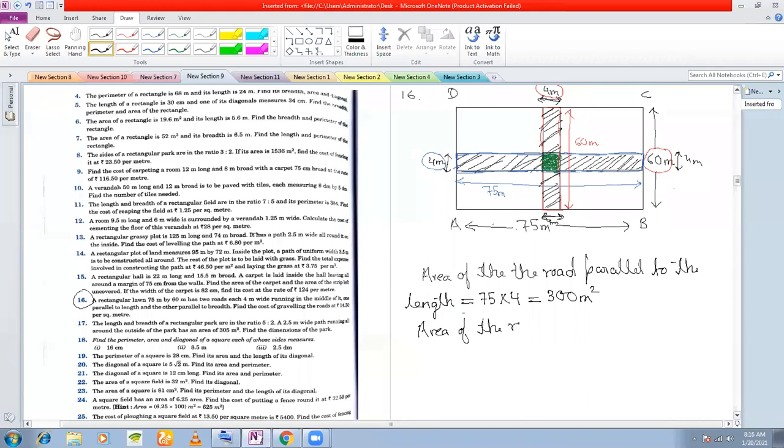So why did we do 75 into 4? Because the length of this rectangle is 75. Understood? Length into breadth. This is the length of this rectangle and this is the breadth of this rectangle, 4 meters. Now you got it. Yes, sir.